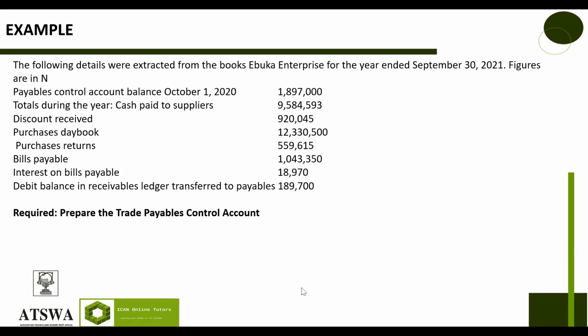Motunrayo. Sir. Do we have an answer? Yes. So what's your balance carried down? The balance carried down is 3 million. 3 million K.